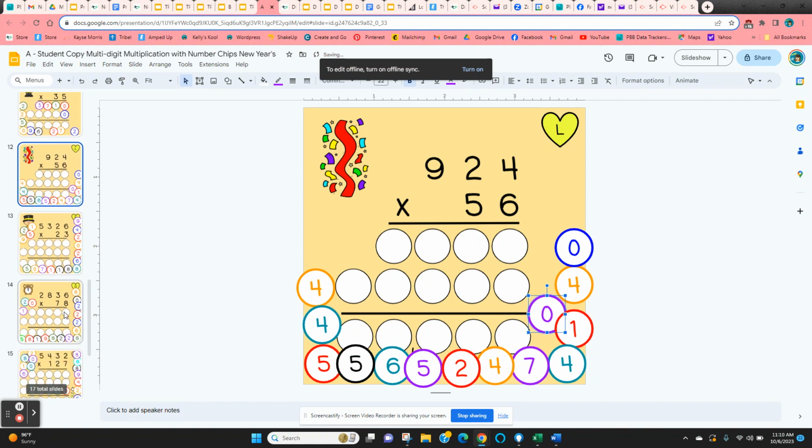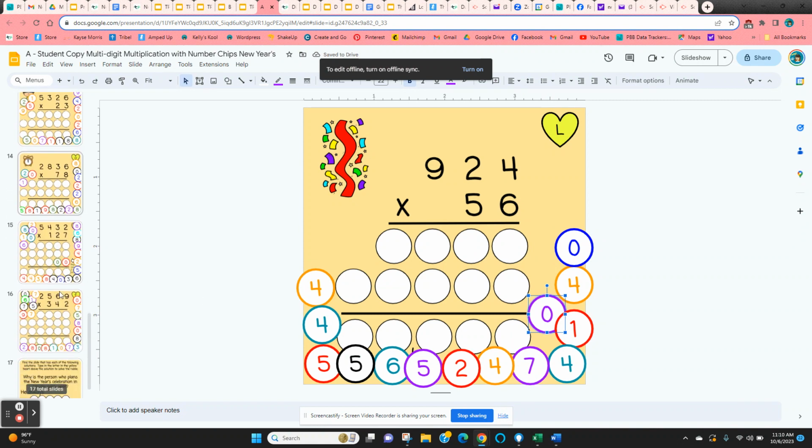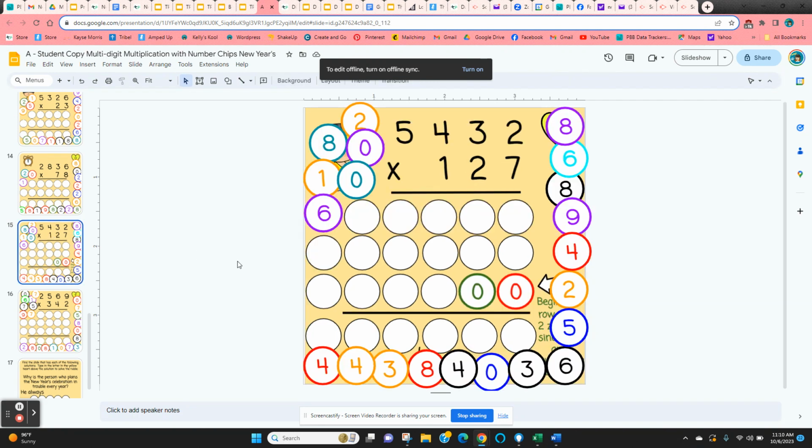Just going to move those over. Okay, I've got a few more to practice. Now we've got a 4-digit by 3-digit. So we're going to break this multiplication into 3 different parts. We're going to start multiplying with the 7 from right to left, so this row. Then we're going to multiply with the 20, or the 2. So we have to start that second row with a 0. So 2 times 2, 2 times 3, so from right to left.